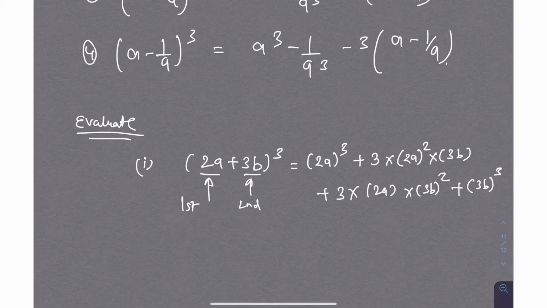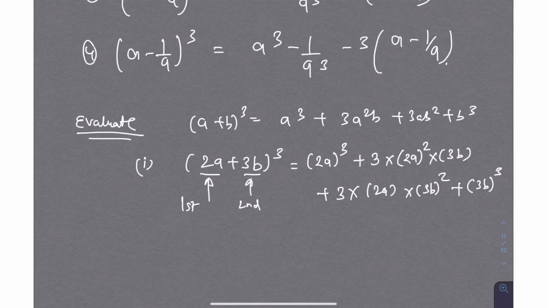If you just compare the formula, what I have done is a cube plus 3a square b plus 3ab square plus b cube, but instead of a and b, we have 2a and 3b. That is the only difference. You can compare and check. We have just replaced a by 2a and b by 3b.